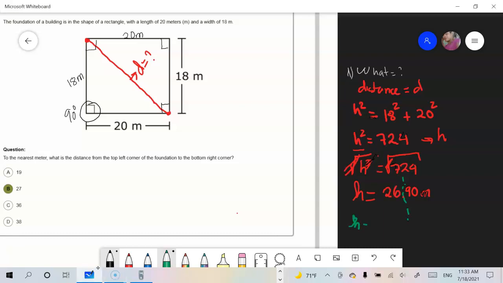So my h, which is my hypotenuse, which is equal to my d, because we said that the hypotenuse was the d, is equal to 27 meters, okay? And 27 meters is the right option. Option B is the correct answer, okay?